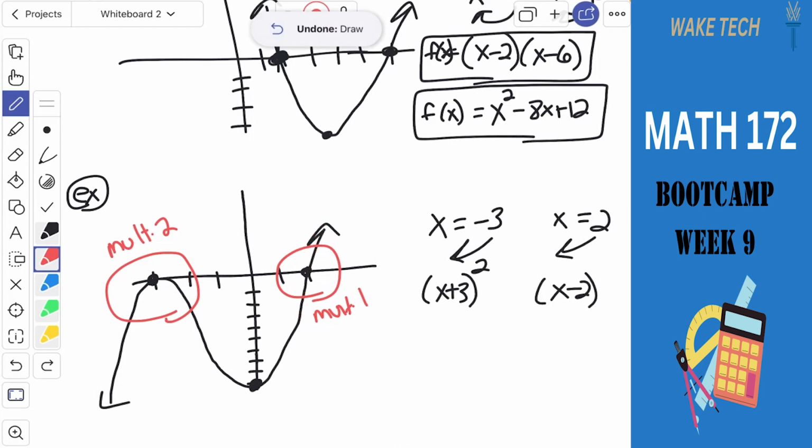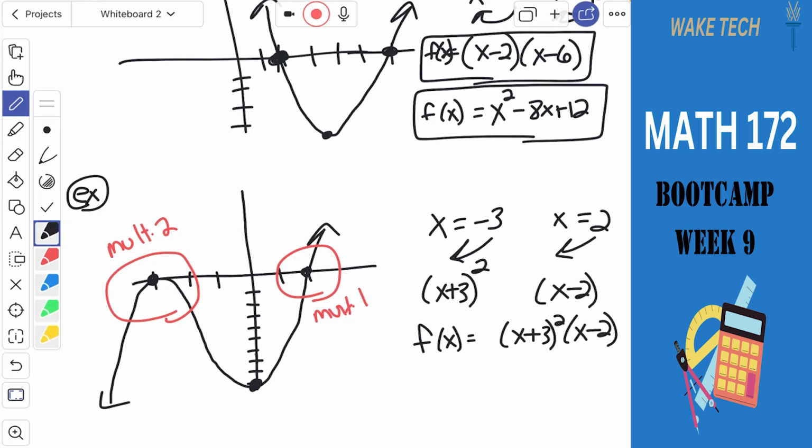That means we should put an exponent of 1, which, since the exponent is 1, technically we don't have to put it at all. So the function we get from here is x plus 3 squared times x minus 2. Typically, we would leave the function like this. We wouldn't necessarily FOIL the x plus 3 squared and then FOIL again with the x minus 2. That's a little much. But questions about that one?